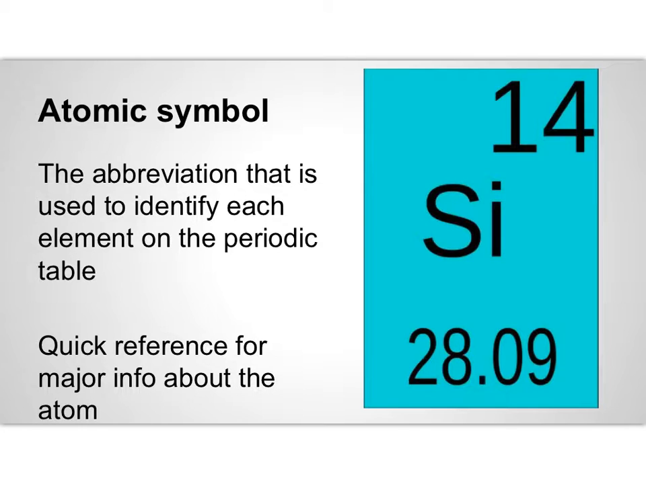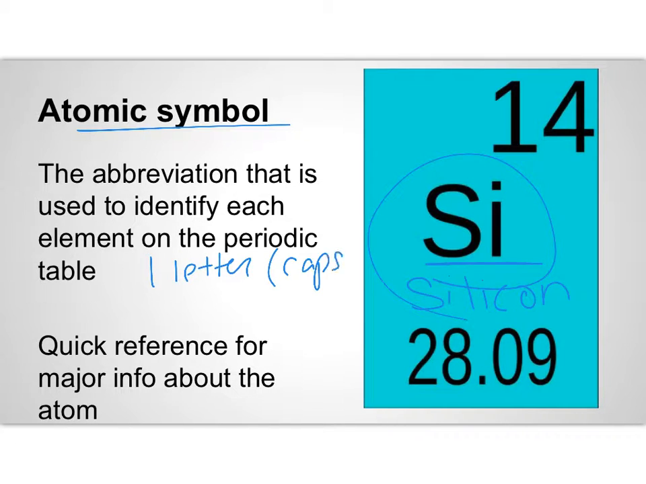So the first thing that we want to see is the atomic symbol, which is this guy here. In this case, Si is the element silicon. Okay, so silicon is abbreviated by Si, and we use these abbreviations because it just makes it easier for us to fit everything on the table. So abbreviations will either be one letter in caps, or it will be 2 letters, 1 cap, and 1 lowercase, okay?